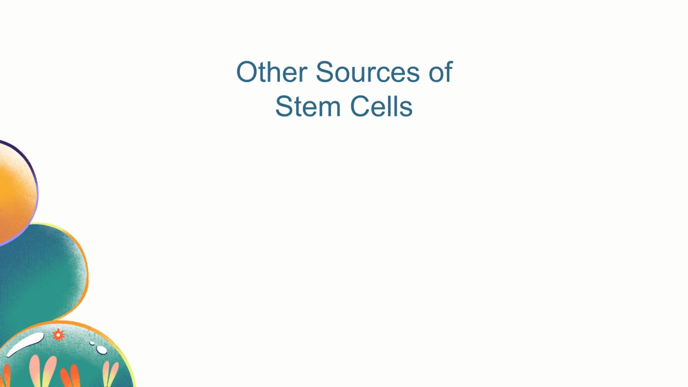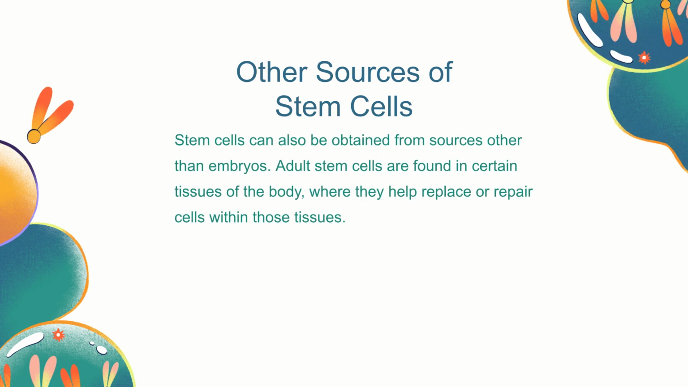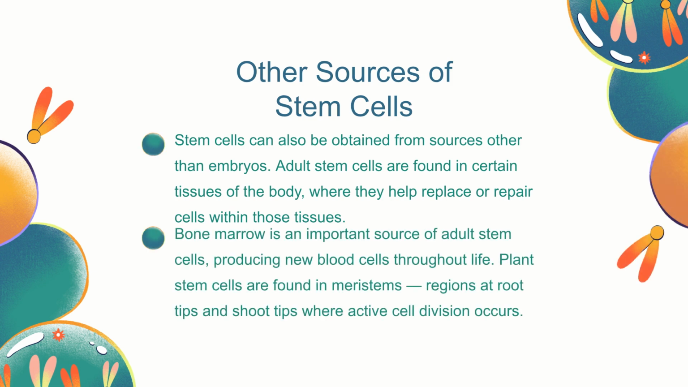Fortunately, stem cells can be obtained from other sources. Adult stem cells are found in various body tissues, helping with repair and maintenance. Additionally, plant stem cells are found in meristems, where they drive growth in root and shoot tips.